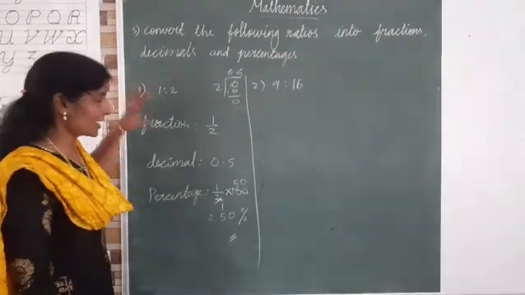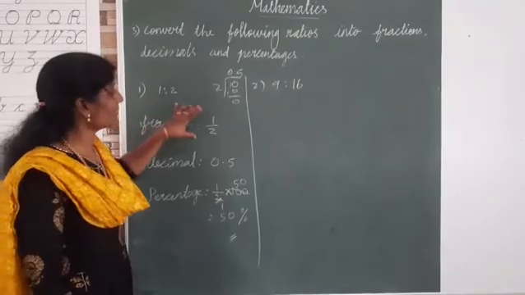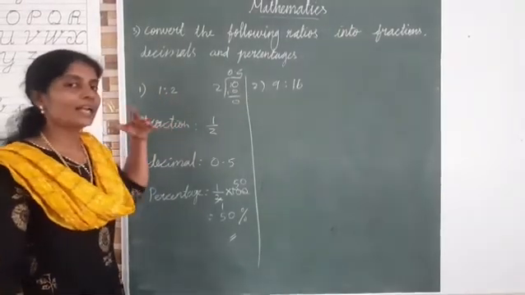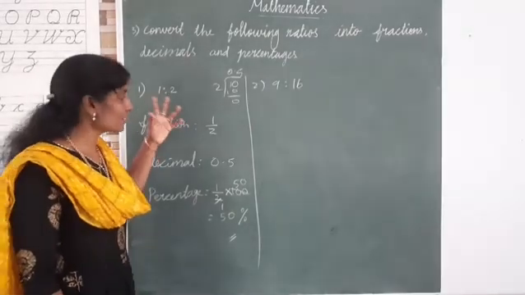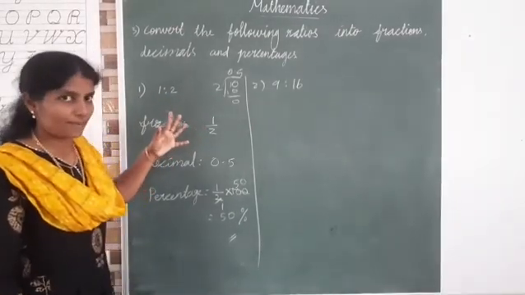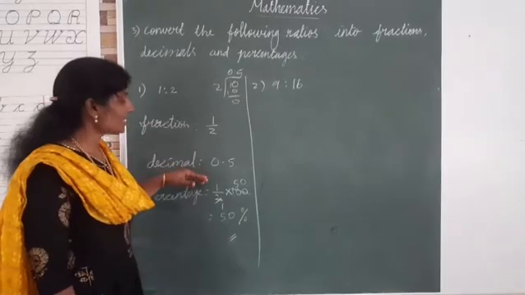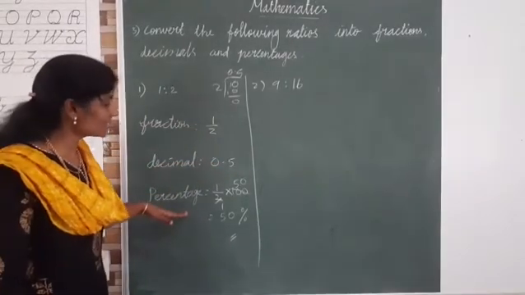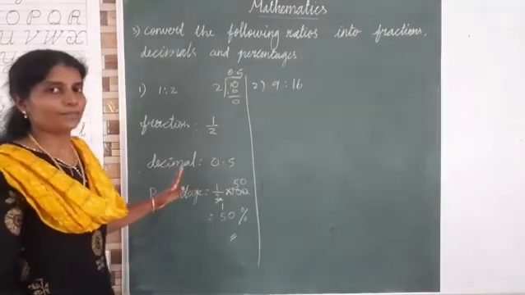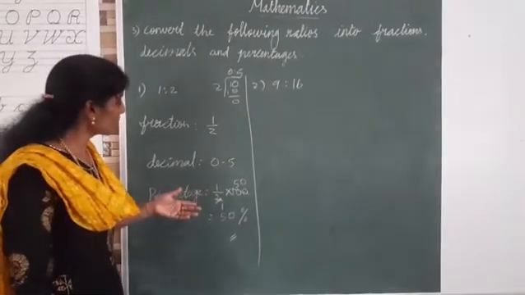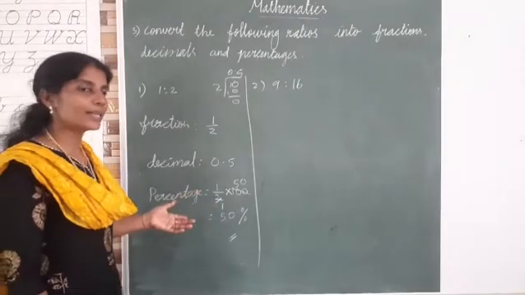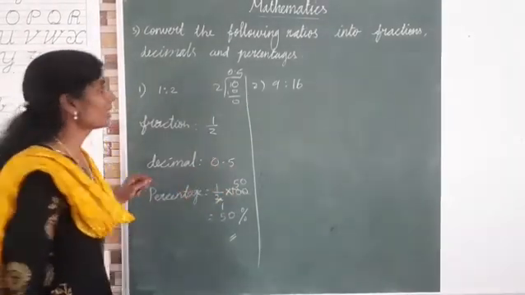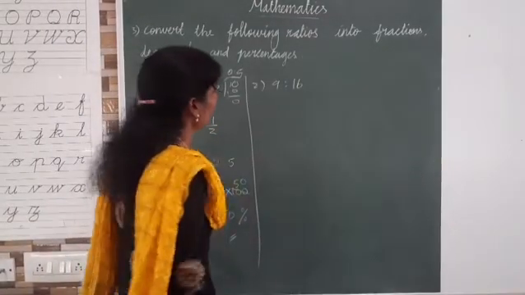First this is the ratio form. Now we write it in fraction form. If the numerator and denominator are composite numbers, we should first write it in the simplest form. After that we write the decimal form by dividing. Then we write the percentage by multiplying by 100. How do you find the percentage? We multiply the fraction form by 100. Then in the same way we can do the second problem.